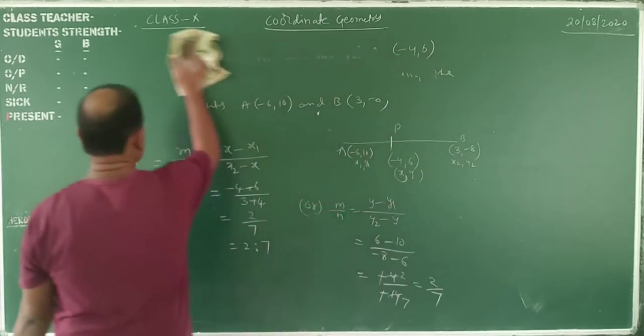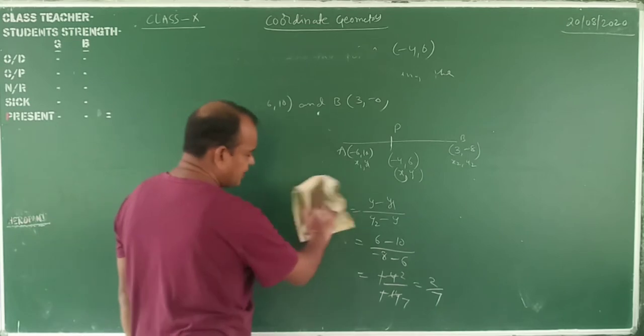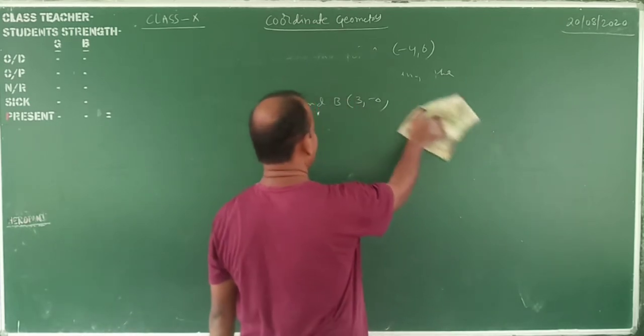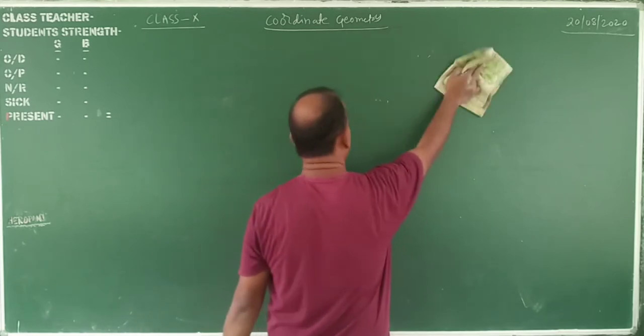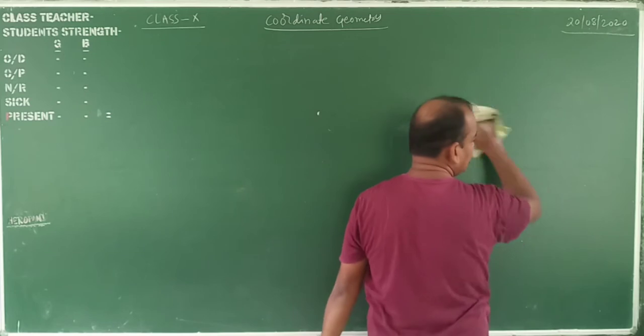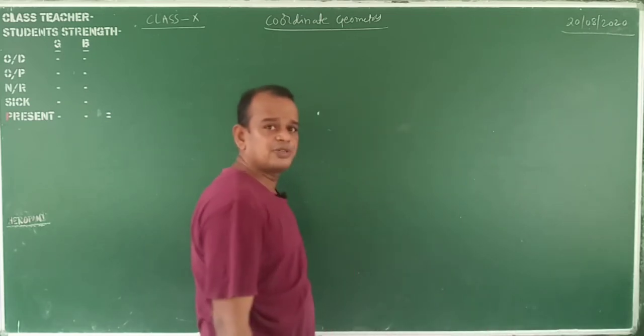Suppose the vertices are of a square, then find the value of something. Means in any parallelogram the diagonals bisect each other, means the midpoints must be equal. What is the formula for the midpoint of a line segment? (x1 plus x2) by 2 comma (y1 plus y2) by 2.